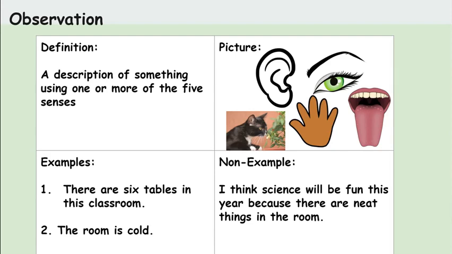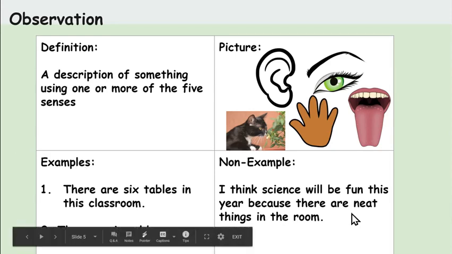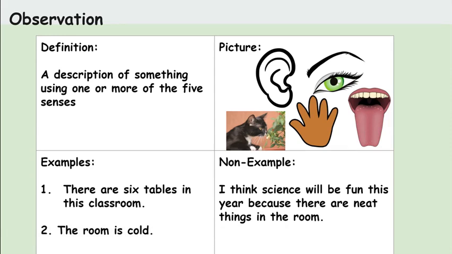A non-example would be this: I think science class will be fun this year because there are neat things in the room. Now, this last part is an observation. There are neat things in the room. That's something we can prove. But as soon as we add something like "I think" or "because," we are trying to create a prediction or a reason, and it is no longer an observation. We are using an observation, but it is not an observation itself.